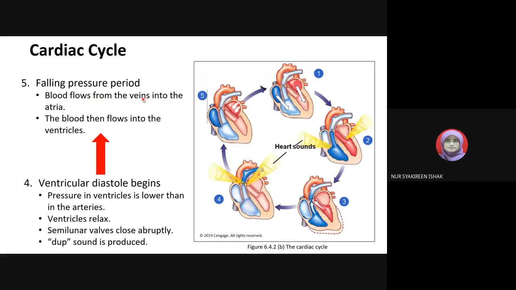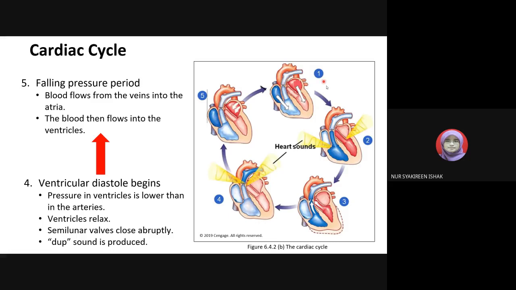So blood flows from the vein into the atria, then flows into the ventricle. Okay, so this is the condition where both atria will relax. Both atria relax to collect blood back from the blood returning from the superior and also inferior vena cava. Both atria relax. Falling pressure period.